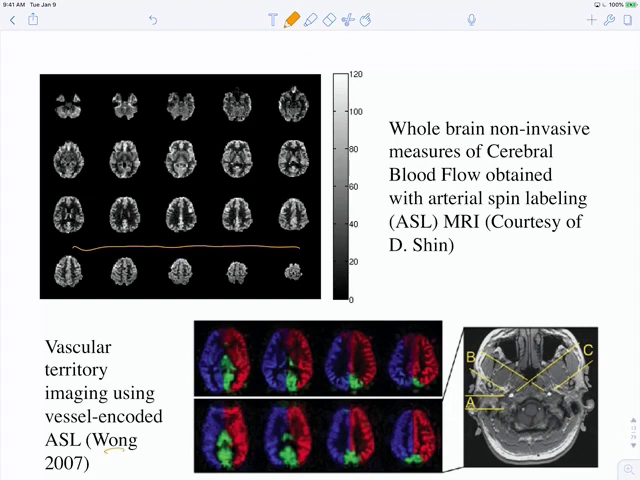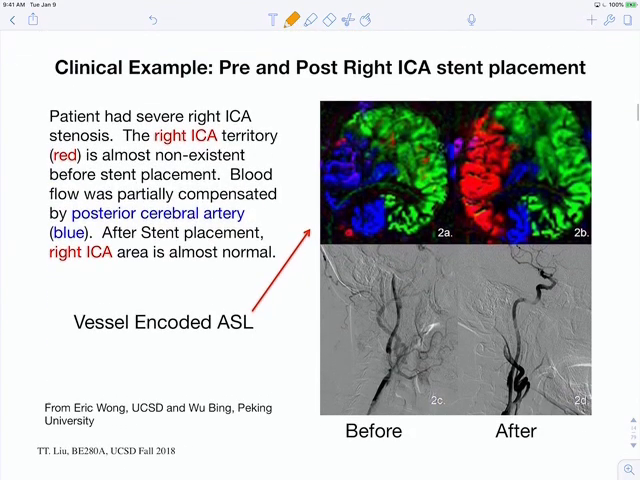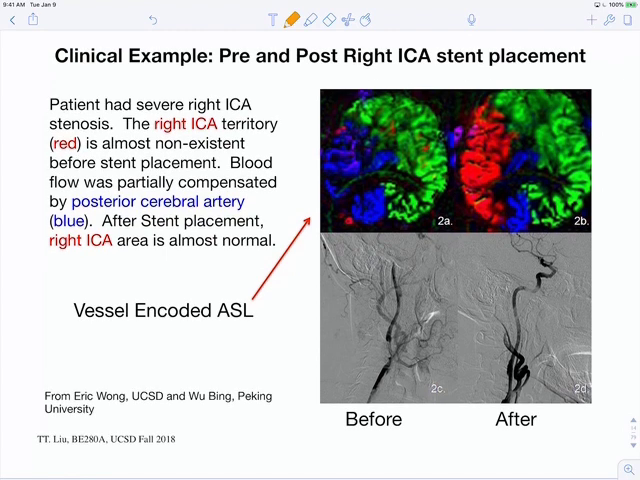A colleague of mine, Eric Wong, also invented a method where you can actually figure out each of these colors represents how much blood was delivered by each different artery. Okay? So here you have your carotids and your vertebrals, and they're all delivering blood to different areas. And that's something you might need to know about if there's a stroke, for example, or there's an occlusion of one artery. You'd like to know how is the blood flow distributed. Okay? So this is an example of someone who had severe stenosis of their internal carotid artery.